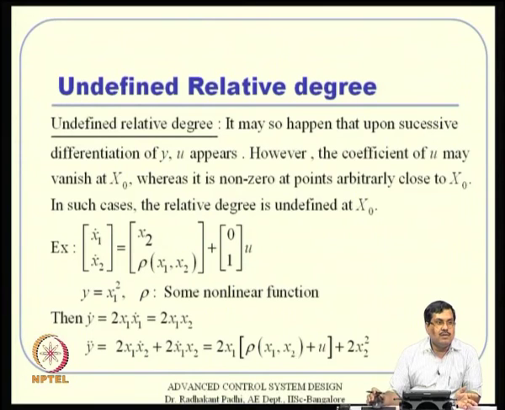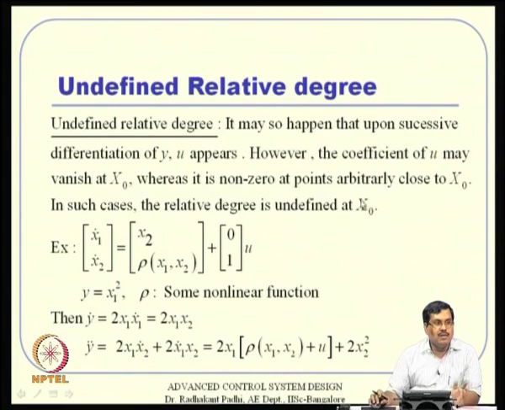Then what do you have actually? You almost do not have that expression. You have it everywhere, but at some point you do not have it. So, in those situations the relative degree is not defined at x 0. It is defined everywhere, but it is not defined at x 0, because arbitrarily close to x 0 it is non singular, but at x 0 it is singular.